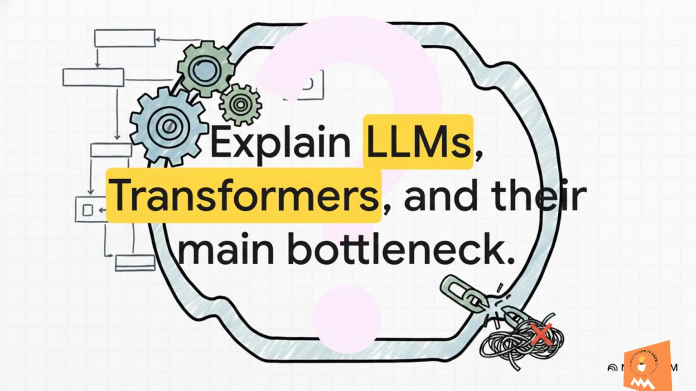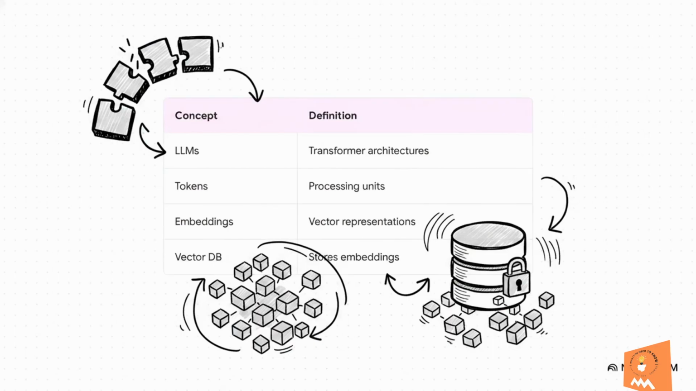Okay, round 2. Questions 4 through 10. I need you to explain LLMs, tokens, embeddings, transformers, self-attention, multi-head attention, and their main bottleneck. Look, I don't just want you to repeat industry buzzwords. I really want to know if you understand how the engine fundamentally works under the hood. Explain to me exactly how large language models process data. Walk me through the flow.